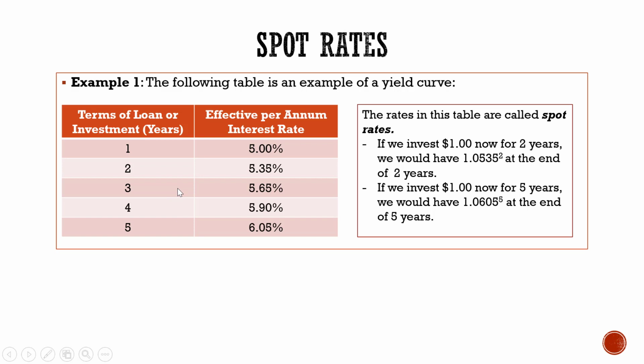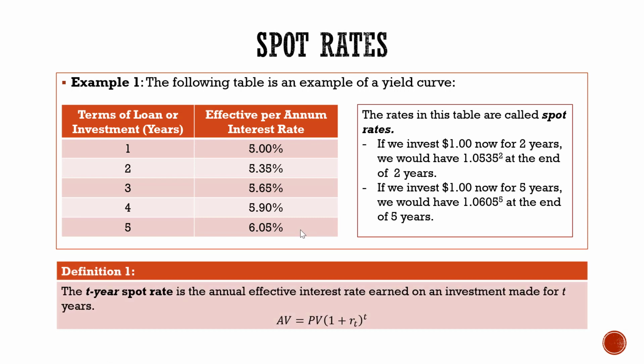Suppose we invest $1 now for 2 years, we would have 1.0535 squared at the end of 2 years, because the spot rate for a loan of 2-year term is 5.35%. If we invest $1 now for 5 years, we would have 1.0605 to the fifth at the end of 5 years, because the spot rate for a 5-year term of loan is 6.05% per annum.